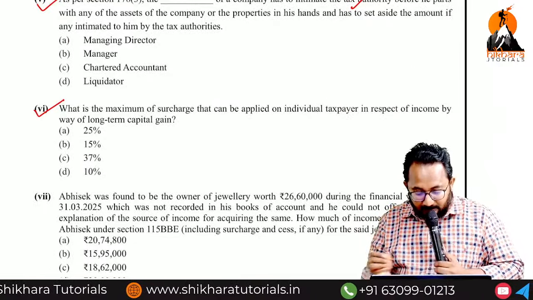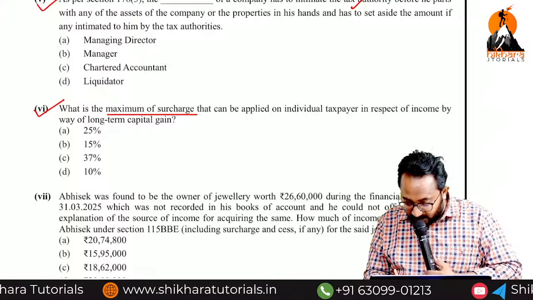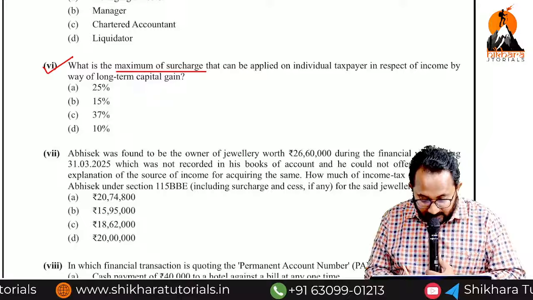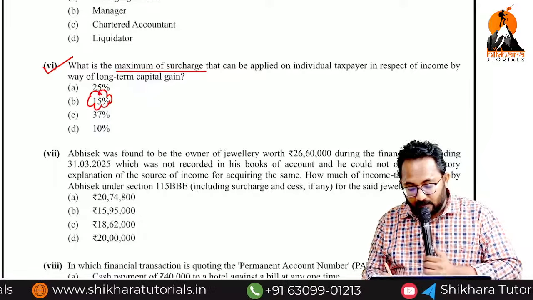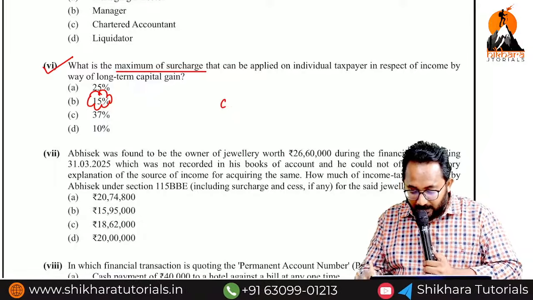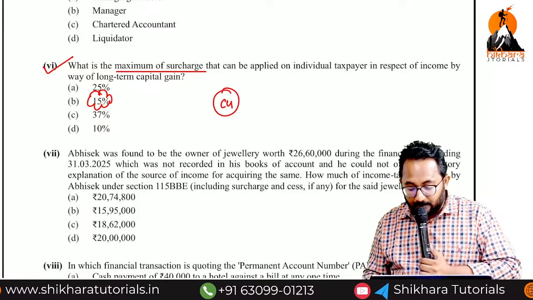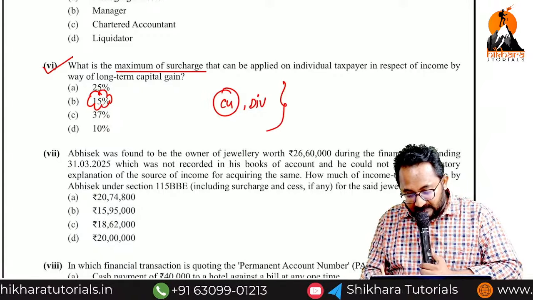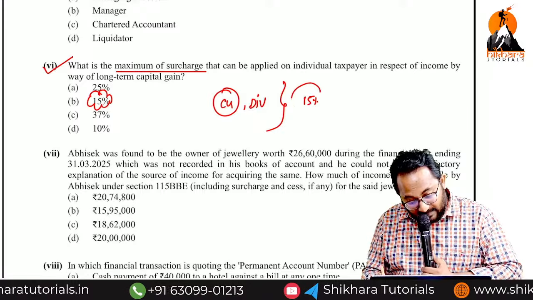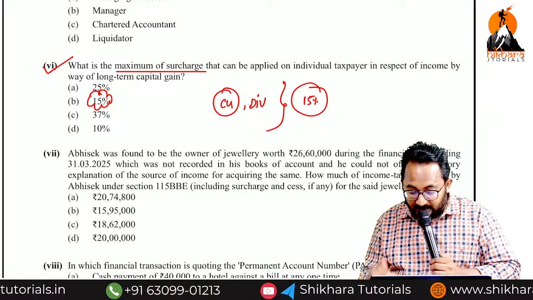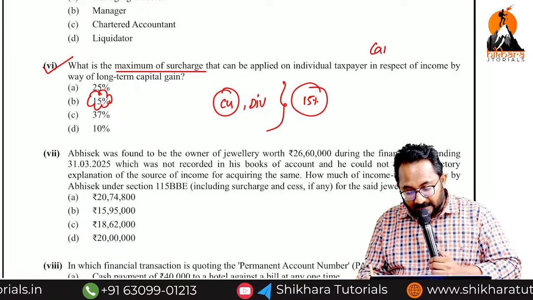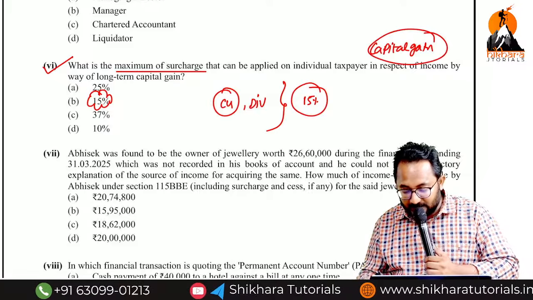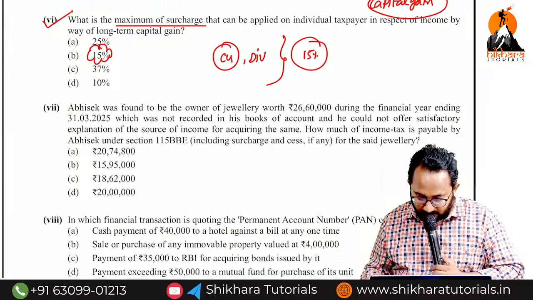Now what is the maximum surcharge rate we have to levy on capital gain, that too long term capital gain? 15%. Refer to the capital gain chapter I uploaded. Remember, on capital gain and dividend income, the maximum surcharge rate is 15%, and those computations I also uploaded in the capital gain chapter. If you refer to the concept book, the theory is there. We can expect one MCQ from this.